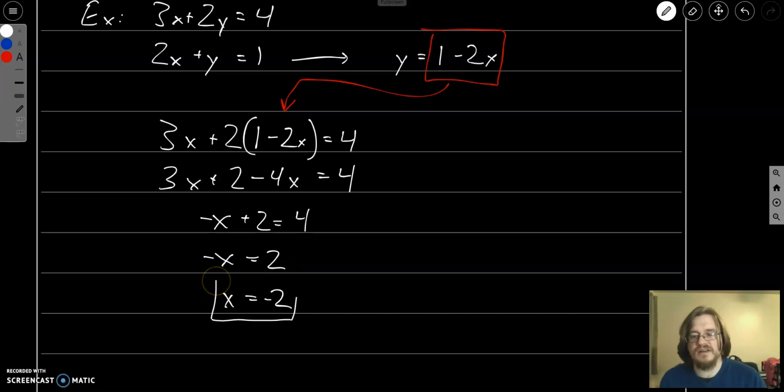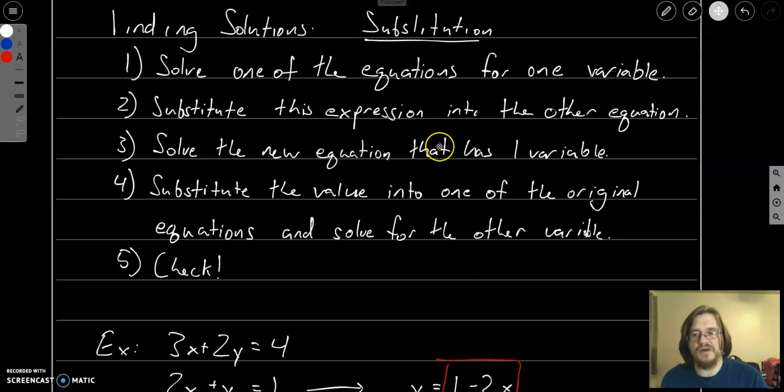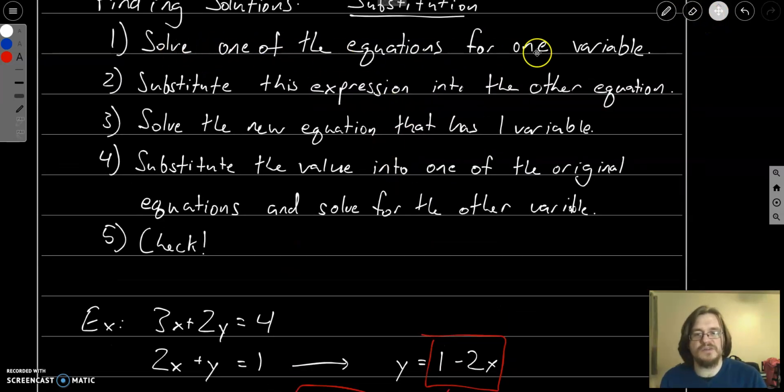So here is part of my solution. I know what x is. The problem is, I don't know what y should be. So in our list of steps up here, we solved an equation for a variable. We substituted this into the other equation, and we've solved for that variable. Now we'll just use what we know. We'll use the value that we just found, plug it back into the original equation.